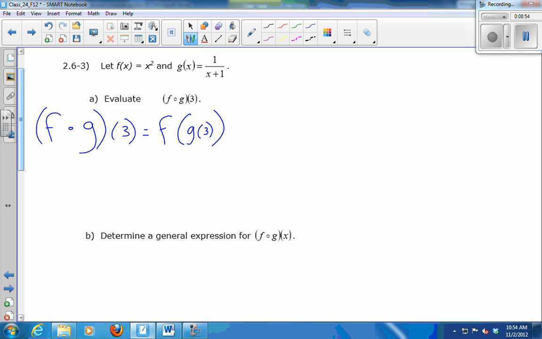So it's just like M of F of p. It just means we're going to plug g of 3 into the f function. So we start on the inside. What is g of 3 equal to? 1 over 4. Yep. We go to the g, and if I replace the x in the g function with a 3, g of 3 would be 1 over 3 plus 1, which is 1/4. So now I can replace g of 3 with a 1/4 because they're equal. So this is f of 1/4. And then I can evaluate that. What is f of 1/4?